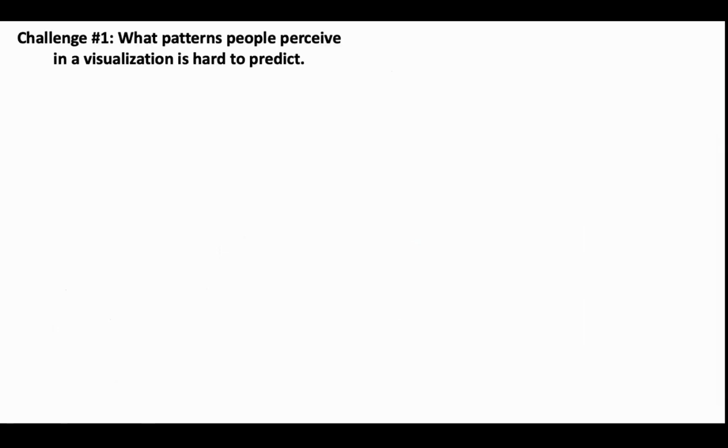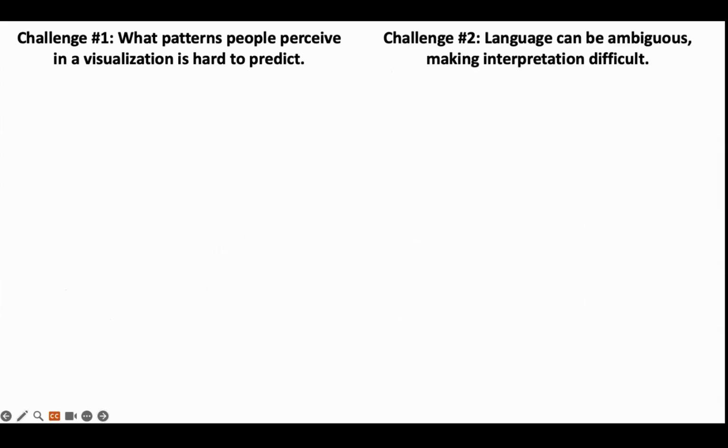I think of these two grand challenges as kind of the driving force behind my group's research. The first one is that the patterns that people see in a visualization are very difficult to predict. And the second challenge is that language can be very ambiguous, and that can make interpretation difficult. So I'll tell you about some of our journeys trying to tackle these challenges. These problems are not solved, but we're getting there. And if you can, we can join forces to solve them after hearing me rant about all the issues we run into. I think that would mean a lot to me.